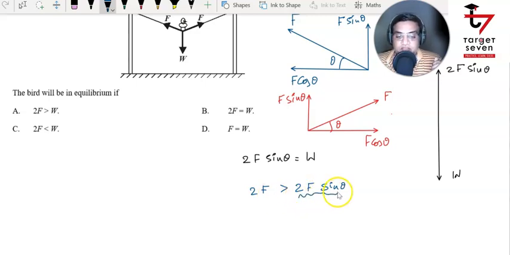2F sin theta here, we have just equated that to W, indicating that 2F would be greater than W. Therefore, the right option here would be option A.